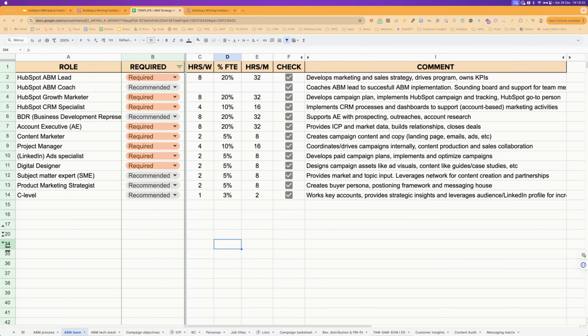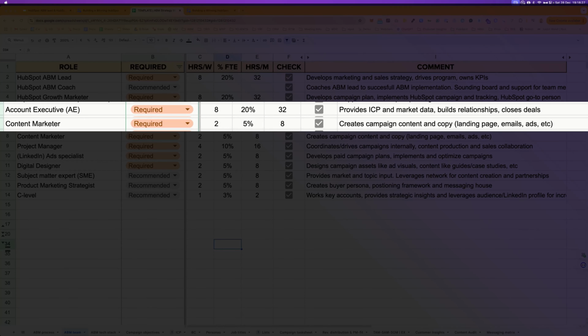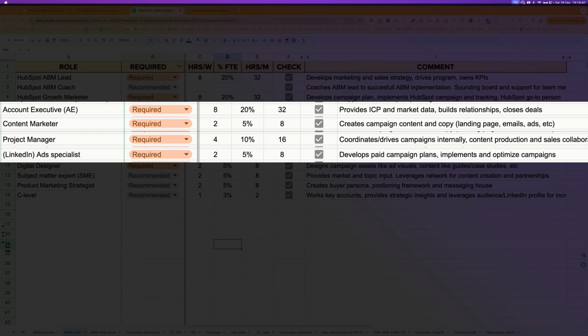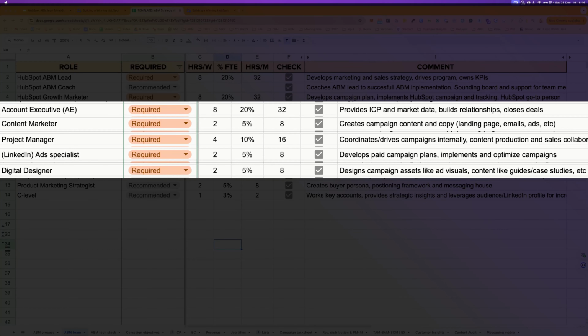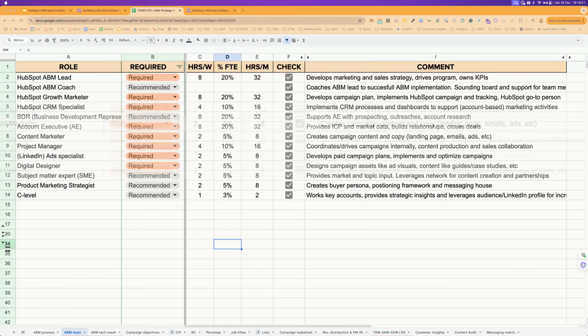Let's take a look at the other required roles. The account executive closes deals and contributes with market insights. The content marketer creates content assets like case studies and produces short-form copy for campaigns. The project manager coordinates individual tasks and manages the execution. The ad specialist sets up ad campaigns, mostly on LinkedIn. Lastly, the digital designer designs campaign visuals, such as case studies and advertising assets.